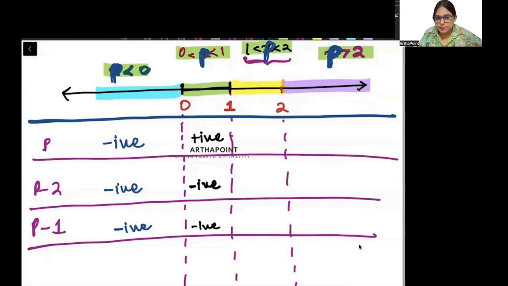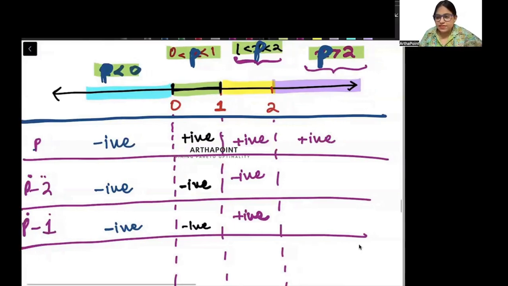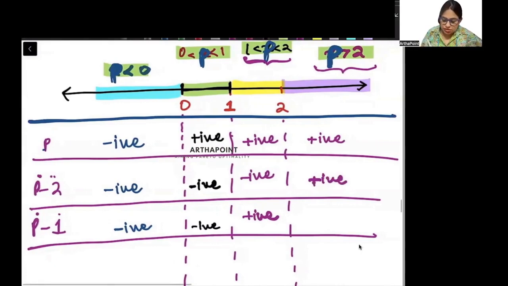Suppose 1.5. So p as 1.5 means positive. 1.5 minus 2, negative. 1.5 minus 1, positive. ठीक है? Let's take p greater than 2. Suppose 3 beta. So this is positive. Right? 3 minus 2 beta, 1, positive. Right? 3 minus 1 beta, 2, positive.